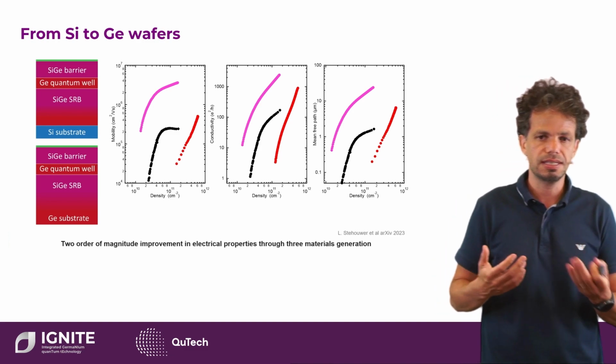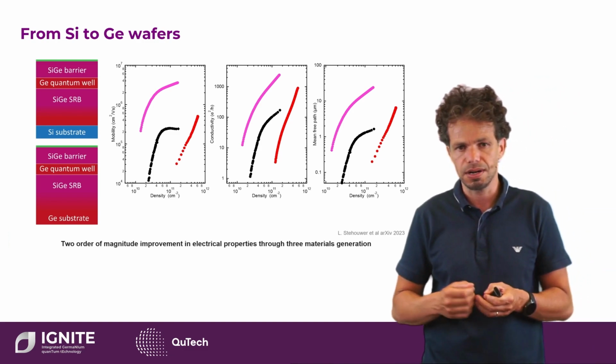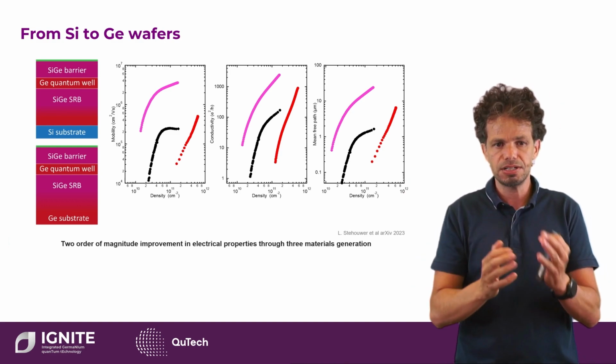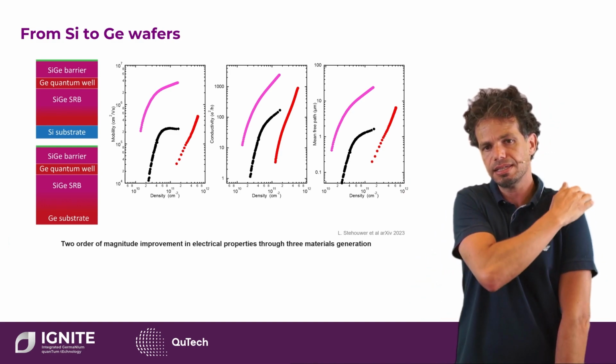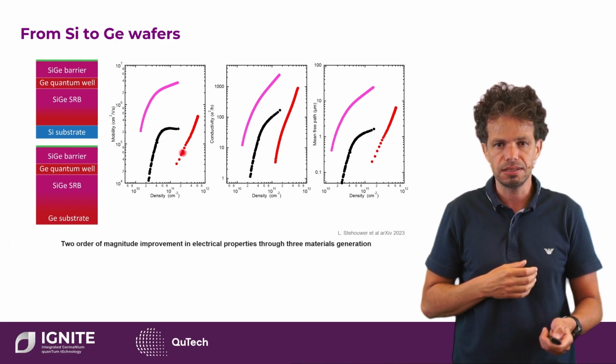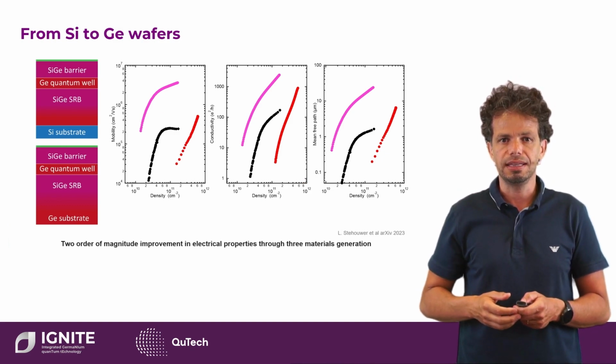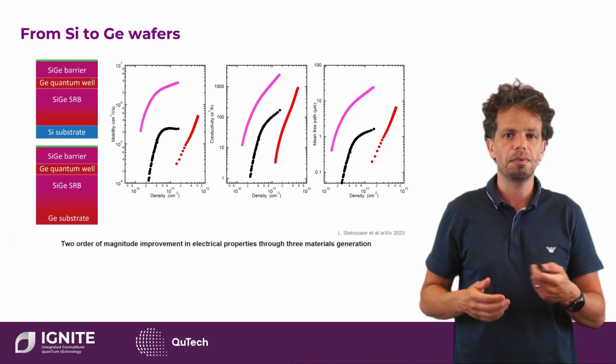Overall, you can see that by engineering the structure, either by putting the quantum well deeper or by better engineering the substrate so that it has fewer dislocations, we got a tremendous improvement in the electrical properties of this material. And this bodes well for better performing quantum dots and hopefully qubits.